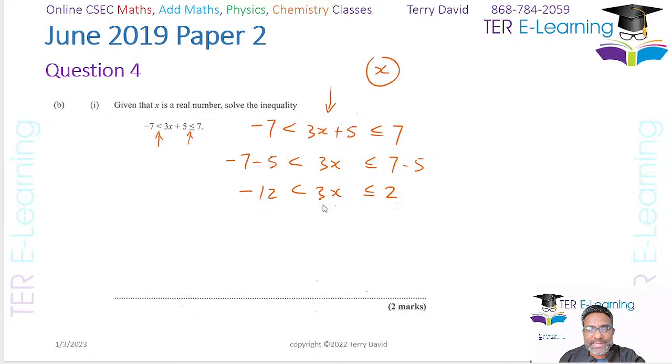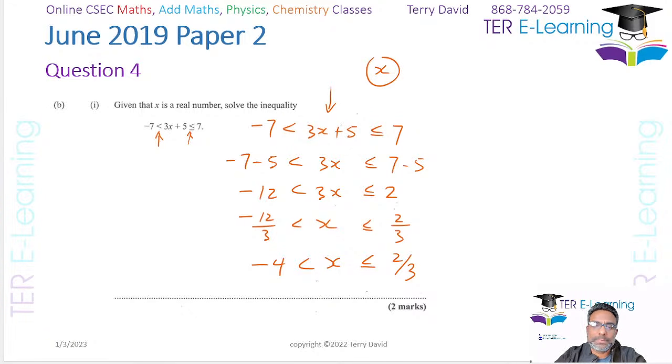Next thing now, I need to remove that 3 that is in front of that x. To remove that 3, all I need to do is to divide every single thing by 3. So this is going to be minus 12 over 3, and I'm going to end up with my x here less than or equal to 2 over 3, right? So therefore, minus 12 divided by 3 is minus 4, less than x less than or equal to 2 over 3, right? Hope that's making some sense. So that is my solution to my inequality for 2 marks.